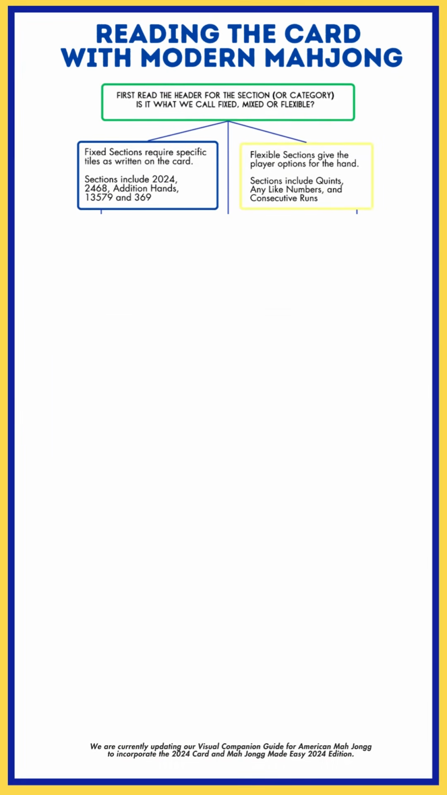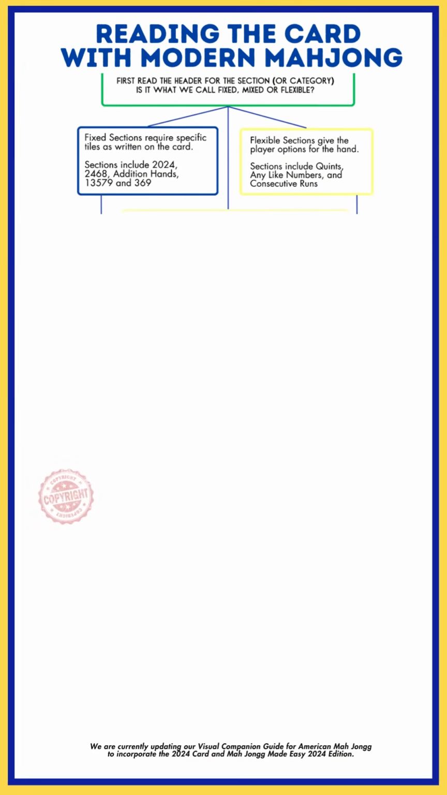Modern Mahjong's here, and with all the excitement over the new card, we're here to go over how to read the card. First, look at the heading. Is the section you're looking at fixed, mixed, or flexible? These are terms that we came up with when thinking about how a new player learns how to read the card. Fixed sections require specific tiles exactly as written.